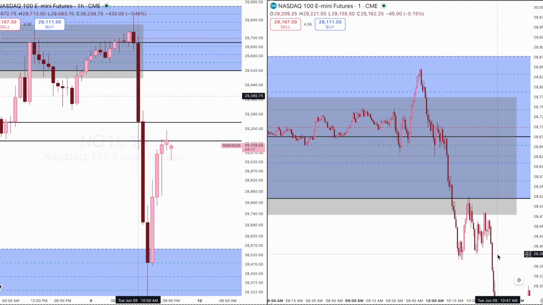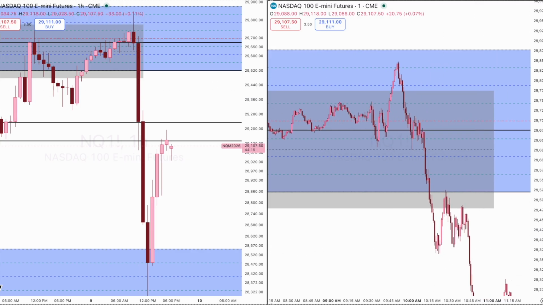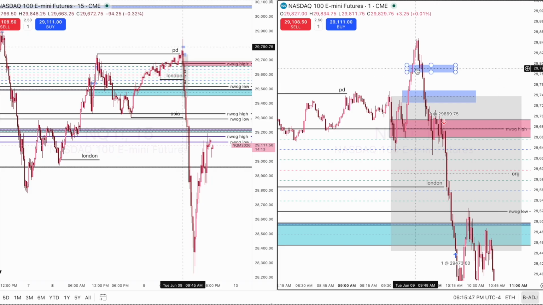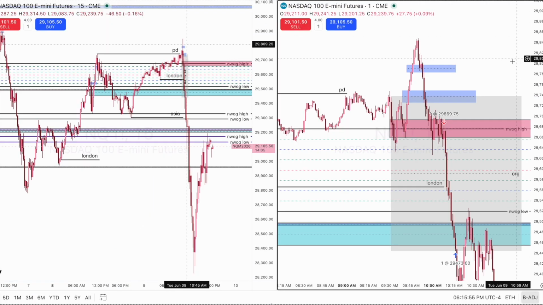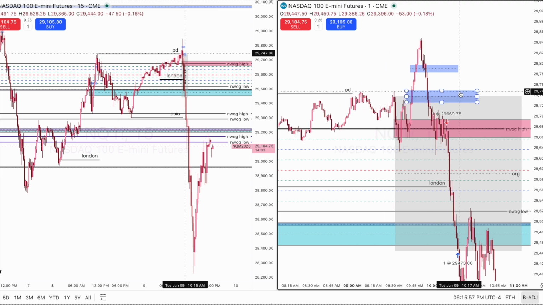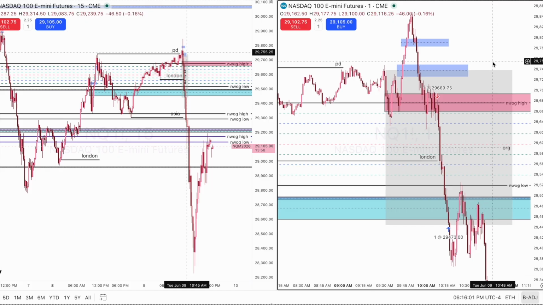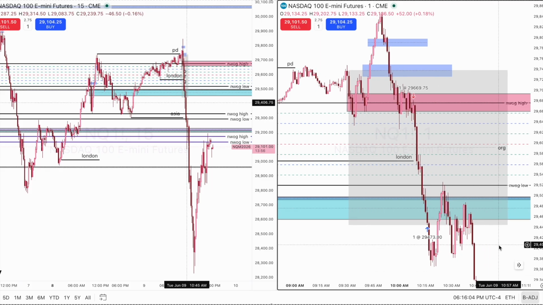I actually wanted to get into this trade off of this fair value gap here, which is this one, overlapping this upper quadrant. But I didn't end up getting filled. It ran without me, so I had to settle for a little bit worse position in the trade, but it's okay. I can deal with that.